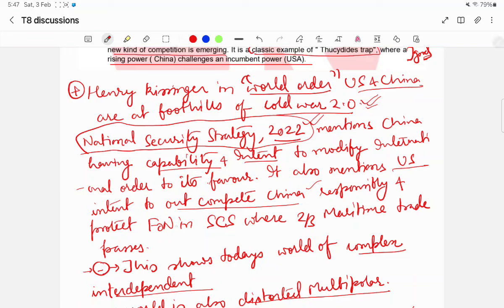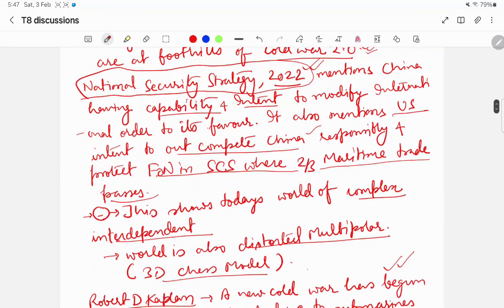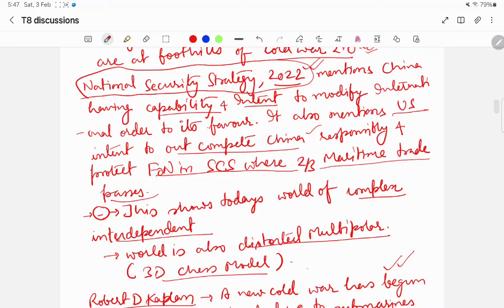And Americans consider freedom of navigation in the South China Sea, and they want to protect it because two-thirds of the maritime trade passes through it, and this shows the American understanding of the problem. And in the negative sense, you can say that the world is complex, interdependency is there. American and Chinese are the most trading countries. They trade among themselves a lot more than other countries. So there is dependence between these two countries. So war is not feasible.